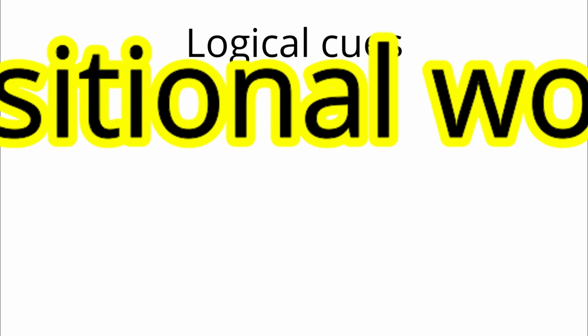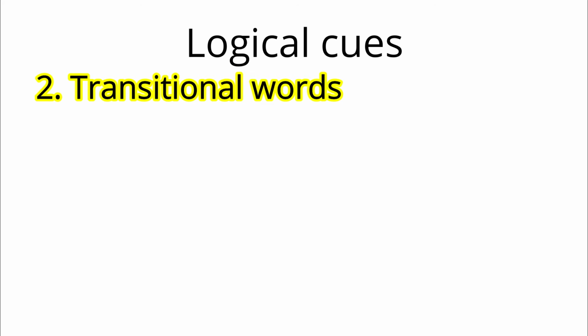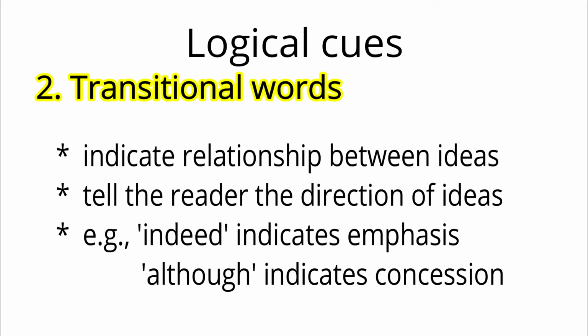Some other function words indicate the logical relationship between ideas. These words are often called transitional words. Transitional words tell the reader in which direction ideas are moving. For instance, thanks to the transitional word indeed, we can expect ahead that the subsequent idea will emphasize the previous point. Although, on the other hand, signals that concession will follow. In this light, transitional words are road signs in composition.